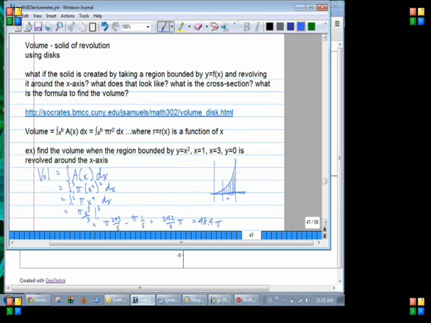So this is a different sort of case of thinking about how we find the volume of a solid when that solid is generated as a solid of revolution. Cross sections are always circles. So this is kind of new but kind of the same application.